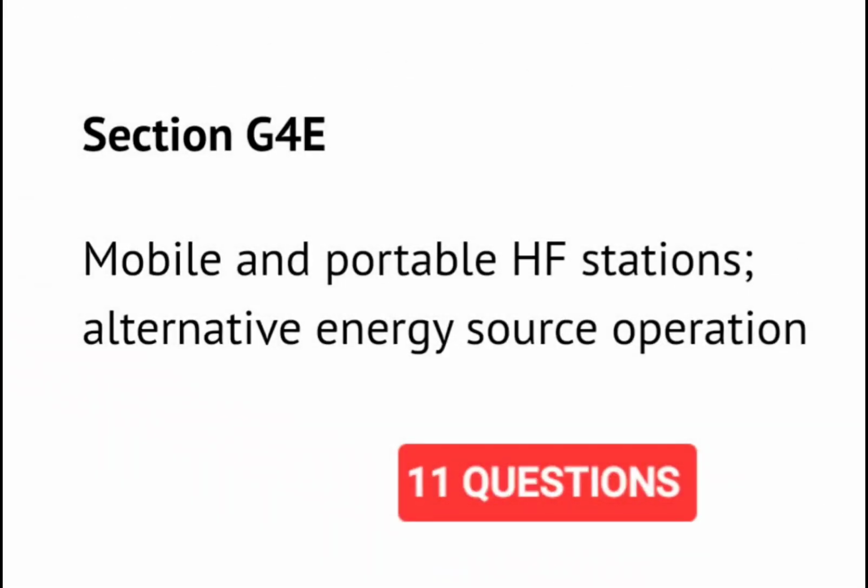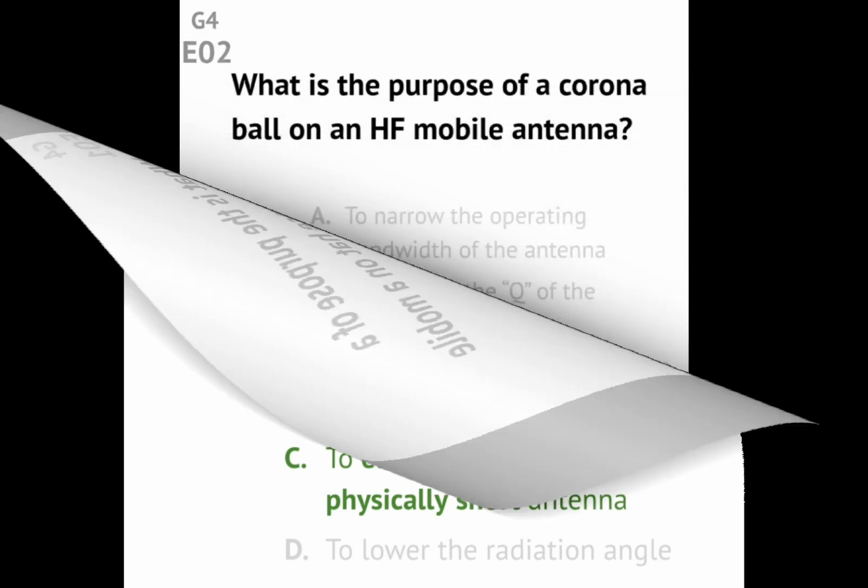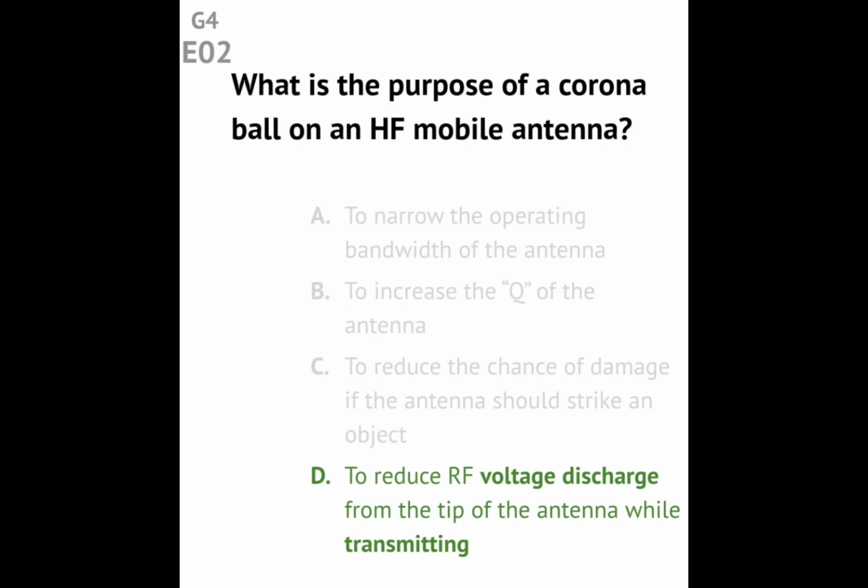Section G4E. Mobile and portable HF stations, alternative energy source operation. Question G4E01. What is the purpose of a capacitance hat on a mobile antenna? Answer: to electrically lengthen a physically short antenna. Question G4E02. What is the purpose of a corona ball on an HF mobile antenna? Answer: to reduce RF voltage discharge from the tip of the antenna while transmitting.